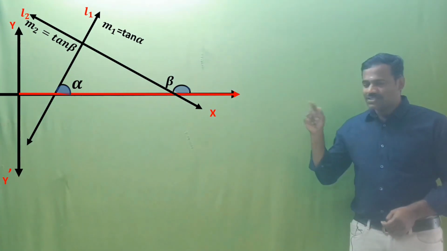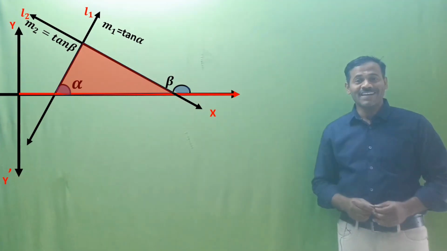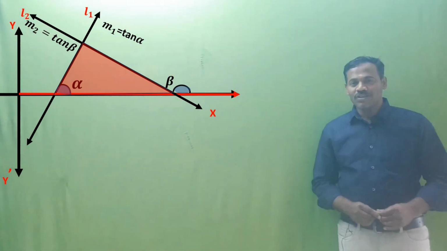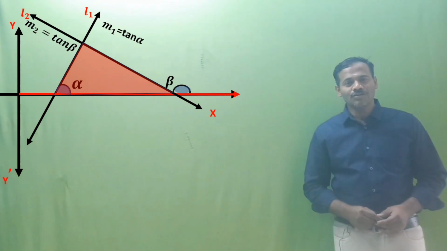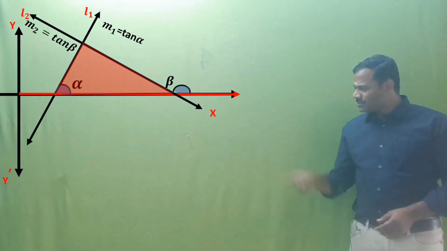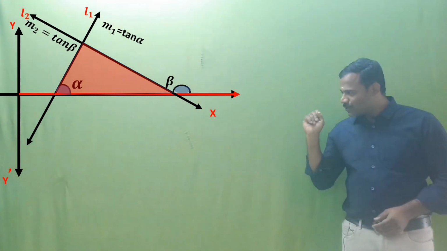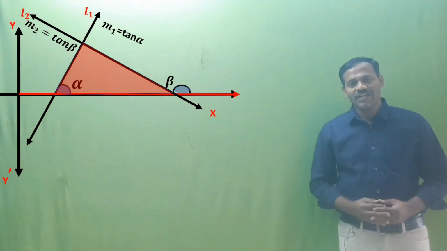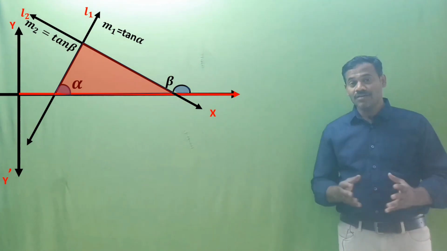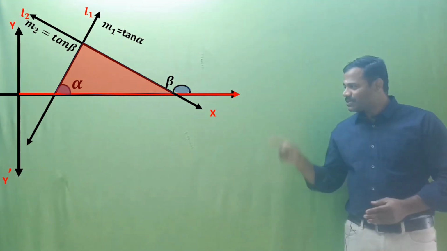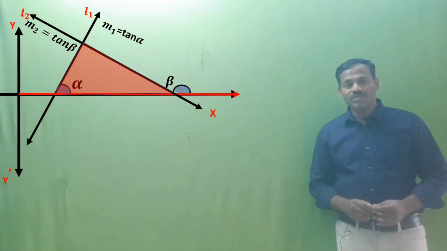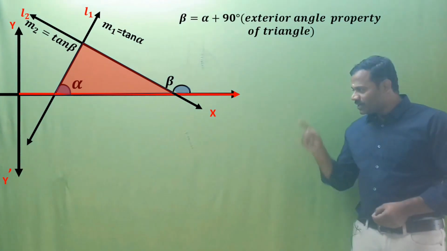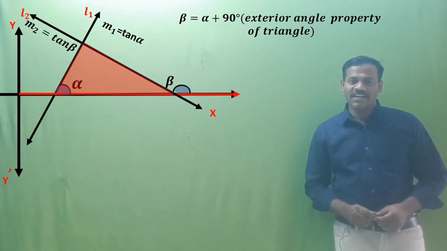Are you able to observe a triangle? What type of triangle it is? Yes, it is a right angle triangle, because these two lines are perpendicular to each other. And this angle beta with respect to this triangle is an exterior angle. Let's learn about the exterior angle of a triangle. The exterior angle of a triangle is equal to the sum of the two opposite interior angles. So beta is equal to alpha plus 90 degree.